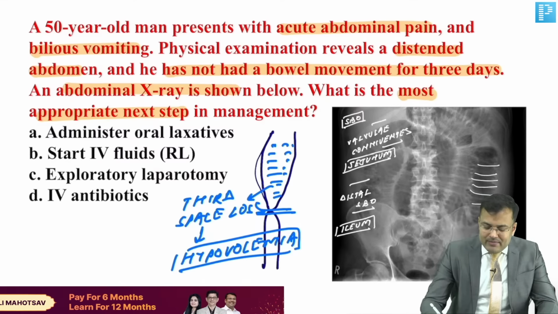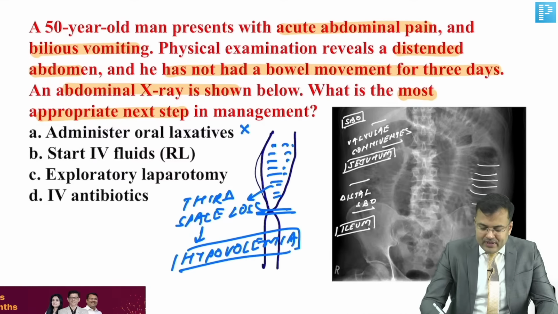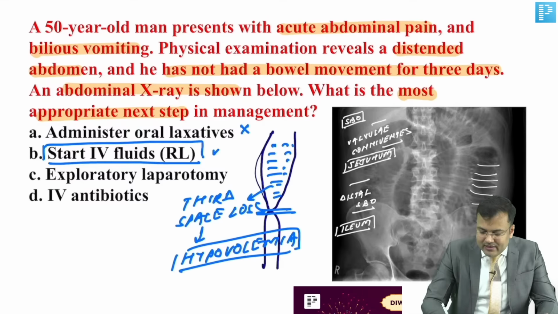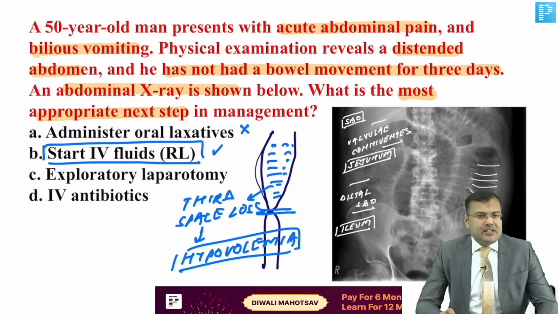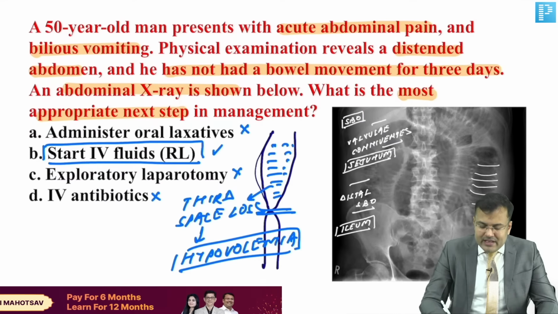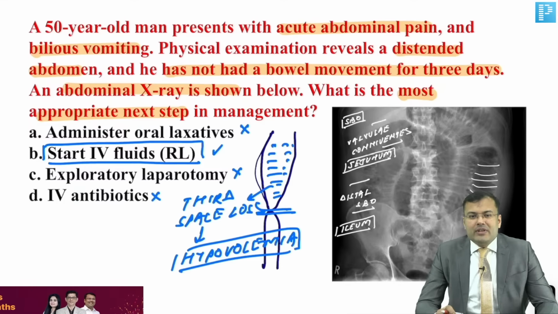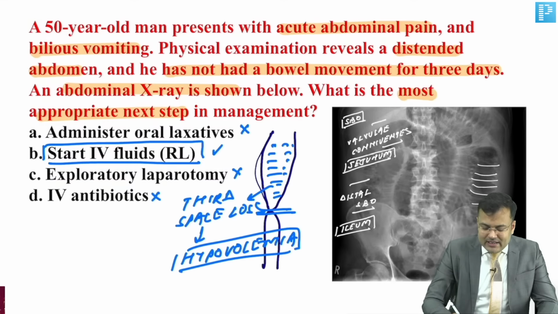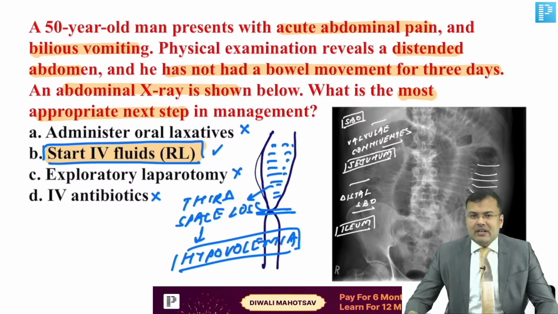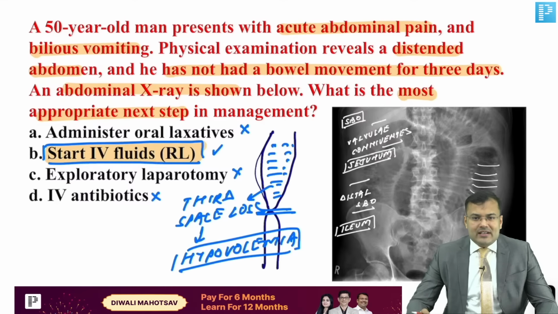So, what? Administer oral laxatives? No. Start IV fluids? Yes, almost everybody marked it correctly. Immediately without resuscitation, we are not taking the patient for laparotomy and we are not giving IV antibiotics immediately. First, we have to resuscitate, and what you have to give guys? Start IV fluids. So, what is the correct answer? We have to start IV fluids. Clear? So, the correct answer is option B.